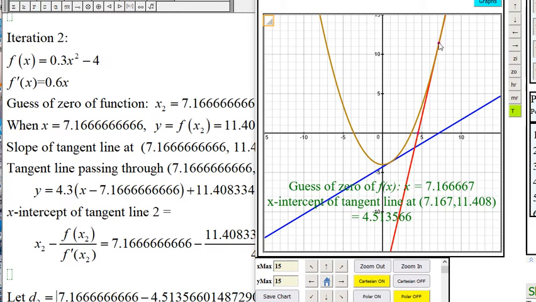And so this is the point 7.16, which comes from the x-intercept of the first tangent line, and the corresponding y is 11.4. And so at this point of 7.16 and 11.4, we would find the equation of this tangent line, and then find its x-intercept.